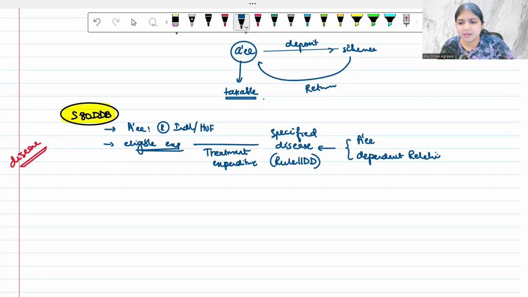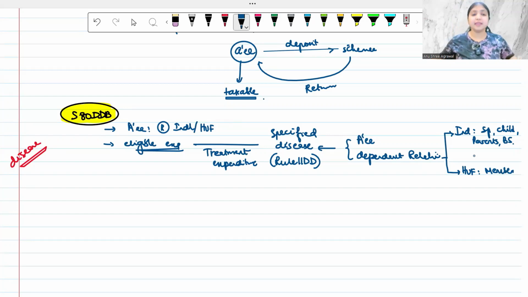Now, who is the dependent relative over here? Same thing only. If the assessee is an individual, the dependent relative could be the assessee's spouse, children, parents, and brothers and sisters. So the meaning of dependent relative is the same in 80DD and in 80DDB. And if the assessee happens to be HUF, then any member of the HUF.